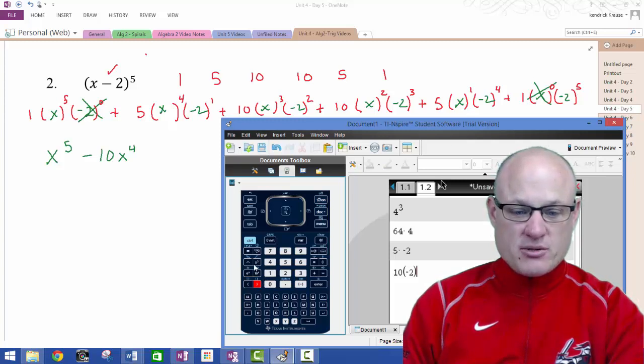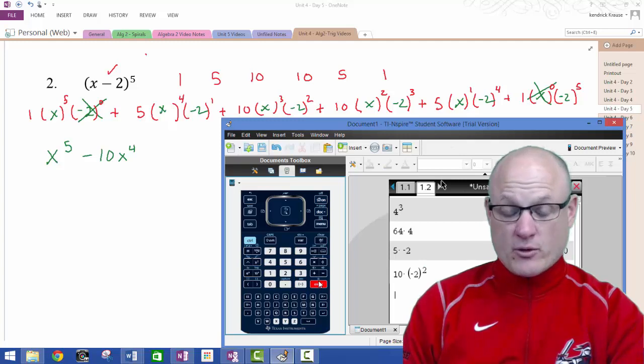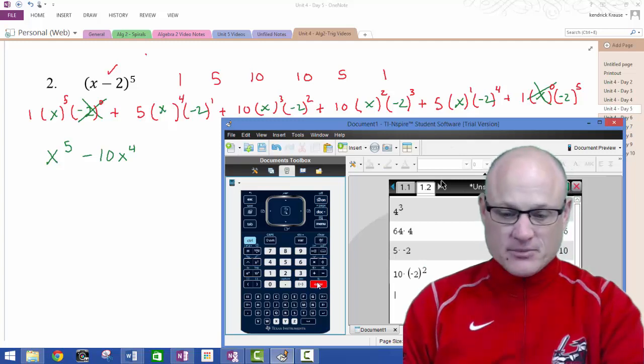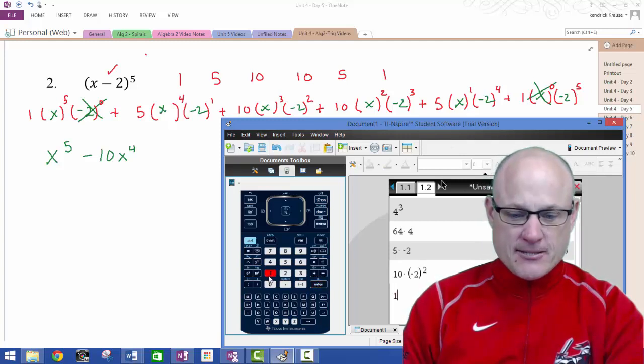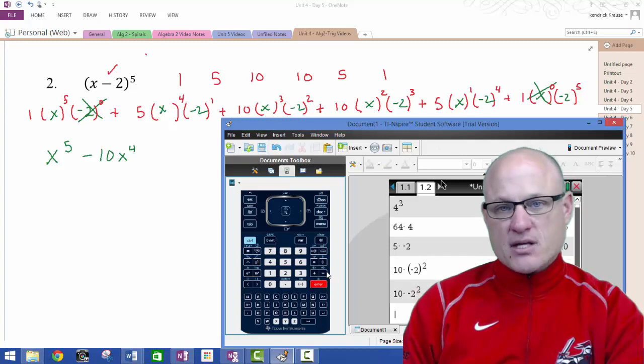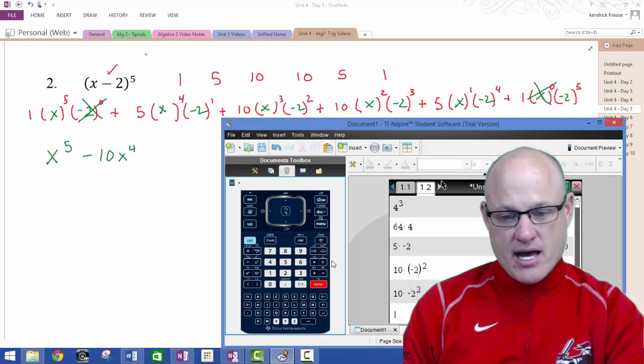Now, just in case you're wondering, the reason I put that in parentheses is because this way I get 40. If I just put 10 times negative 2 squared, notice what result I get. Negative 40. Negative 40 is not correct.